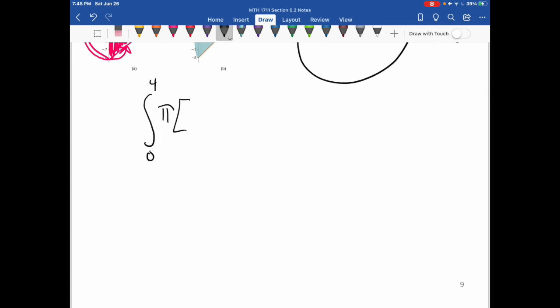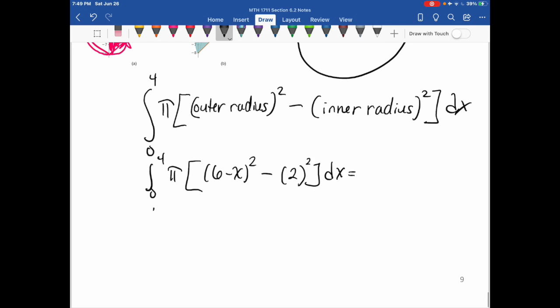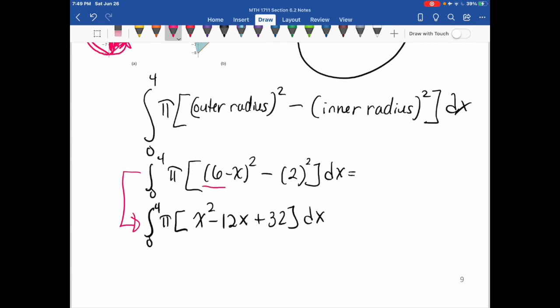So when we set up our integral, we're going to go from 0 to 4, and we have pi times our outer radius squared minus our inner radius squared. Our outer radius was 6 minus x squared. And our inner radius was 2, so we're going to square that. When we square 6 minus x and we subtract 4, we're going to get x squared minus 12x plus 32 dx. Now I'm going to find the antiderivative.